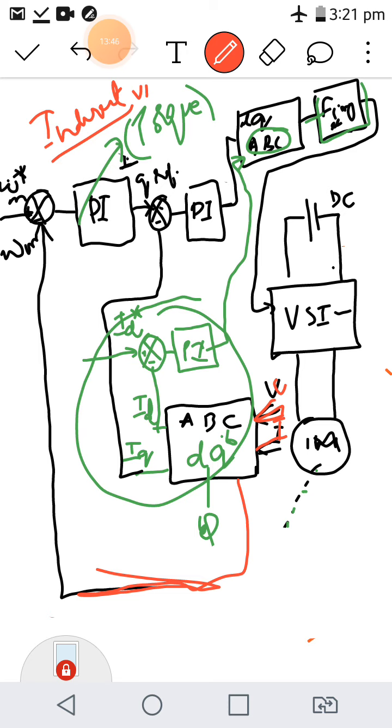In the next class we will learn about the different transformation techniques. What is Clarke transformation, what is Park transformation, and what are the matrices used in that, the advantage of all these reference frames, etc. That we will learn in the next class.